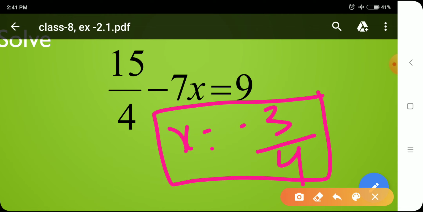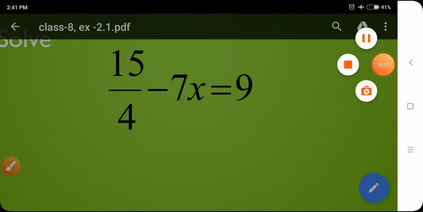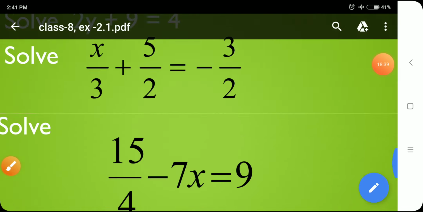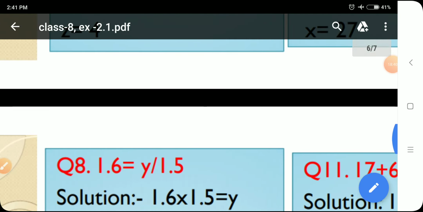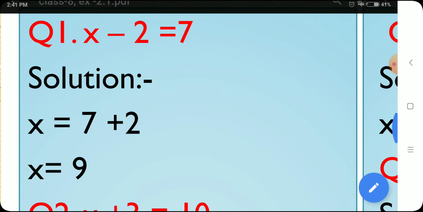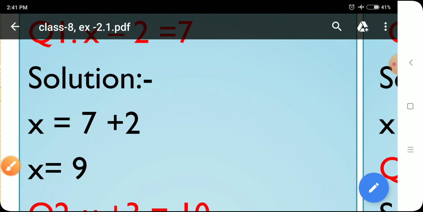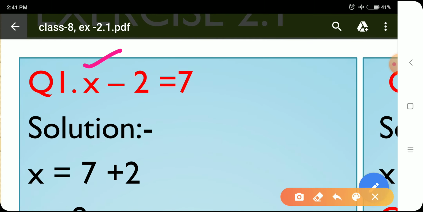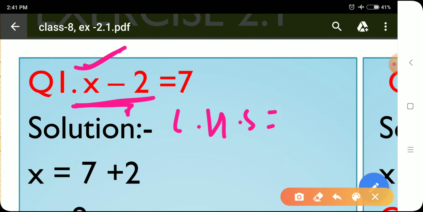You can verify your answers also. How to verify, I will just show in one question. For example, if in question number 1 you get x is equal to 9, you will put this x answer into the equation, and if the left hand side is equal to the right hand side, then your solution is right.